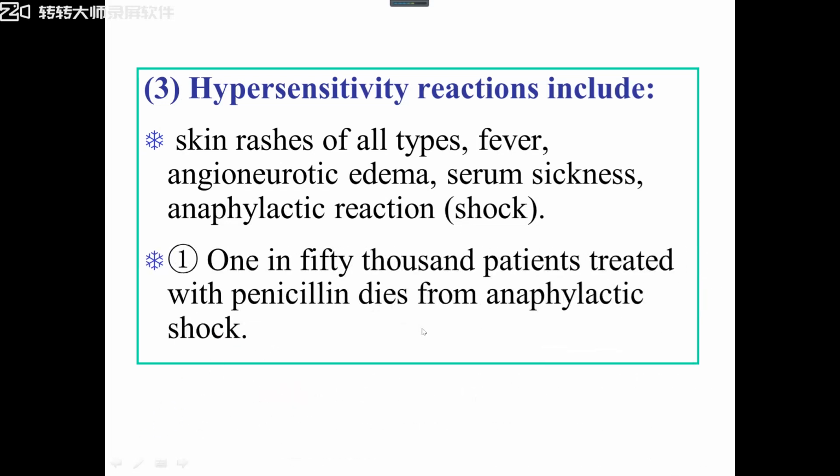One in 50,000 patients treated with penicillin died from allergic shock. And this allergic shock, we can use two words to describe. The first word is fast, very fast. Maybe in 1 to 2 minutes, the patient suddenly goes into allergic shock. The second word is dangerous. So we should know how to prevent it and how to save the life.